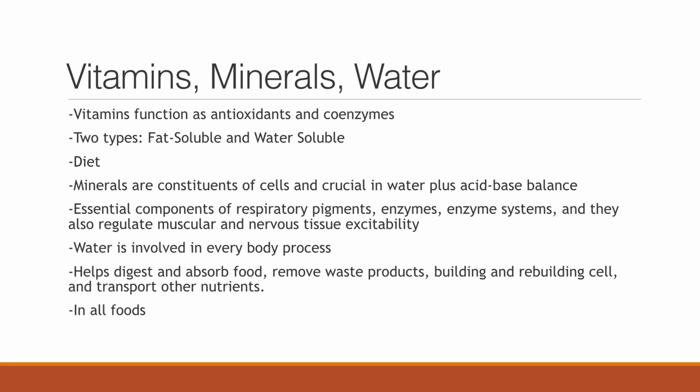Vitamins function as antioxidants and as coenzymes, which regulate the work of enzymes. There are two types of vitamins: fat-soluble vitamins, which are vitamins A, D, E, and K, and water-soluble vitamins, which are vitamins B and C. The only way to obtain vitamins is through diet. Minerals serve very important functions. They are a part of cells and are crucial in water balance along with acid-base balance. They are regulating muscular and nervous tissue excitability.